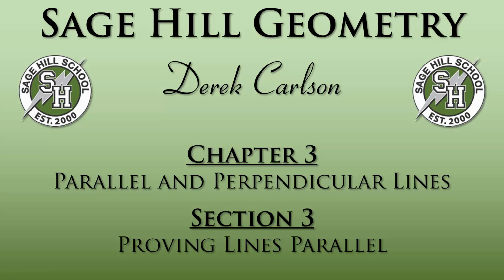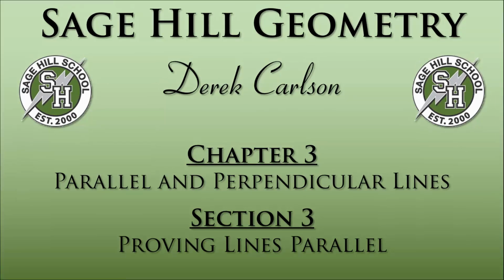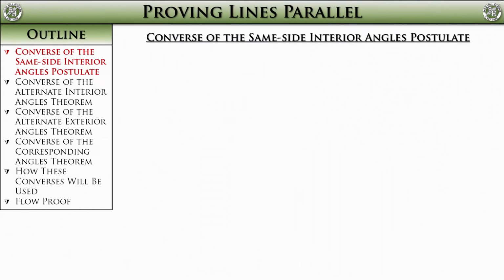In section 3.3, we take a lot of the things that we did in section 3.2 and we do the converse with them. In fact, we do that over and over and over. First, we have the converse of the same side interior angles postulate. That is one long name for a postulate or theorem. Looking at the outline to the left, it's clear that this won't be the only one with a long name. So what is this long-named converse?